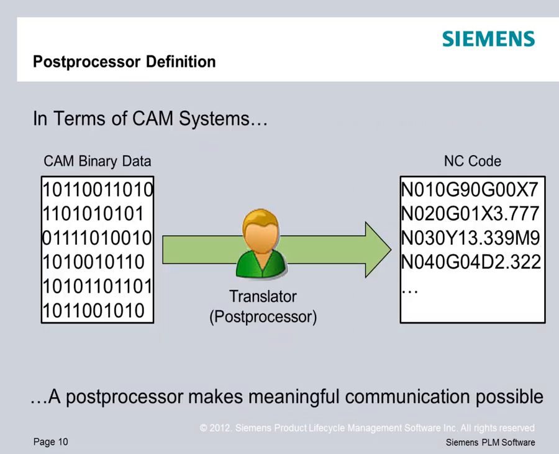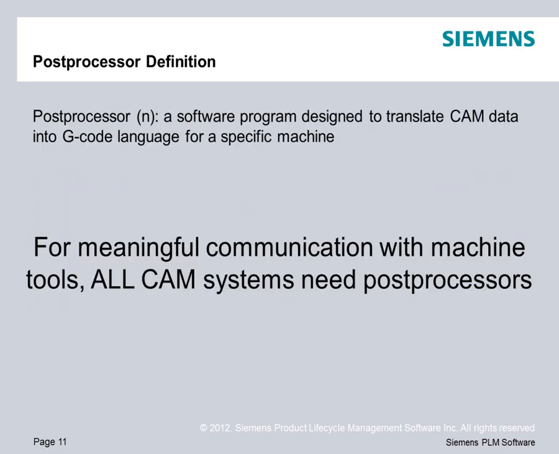So in terms of CAM systems, a post-processor is a translator to take that binary data from the CAM system and turn it into NC code for that particular machine. Without the post-processor, meaningful communication to the machine tool is not possible. So a post-processor definition is a software program designed to translate CAM data into G-code language for a specific machine. And as I mentioned before, for meaningful communication with a machine tool, all CAM systems need post-processors.